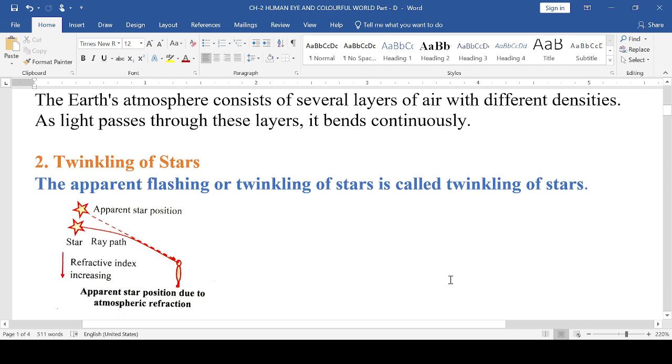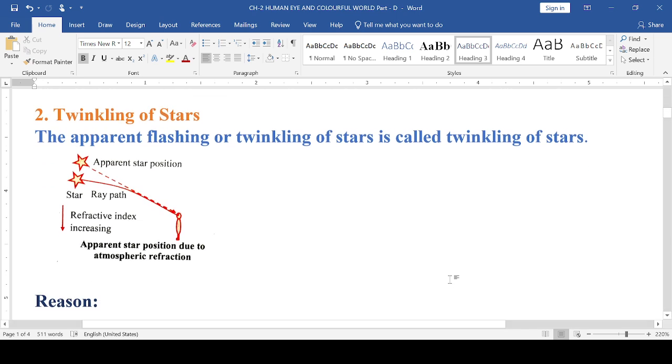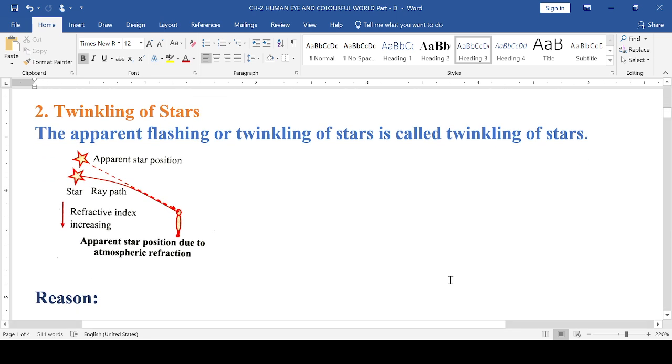Next is the twinkling of stars. The apparent flashing or twinkling of stars is called twinkling of stars. There is an apparent position and a real position, and that's why the stars appear to be twinkling to us.